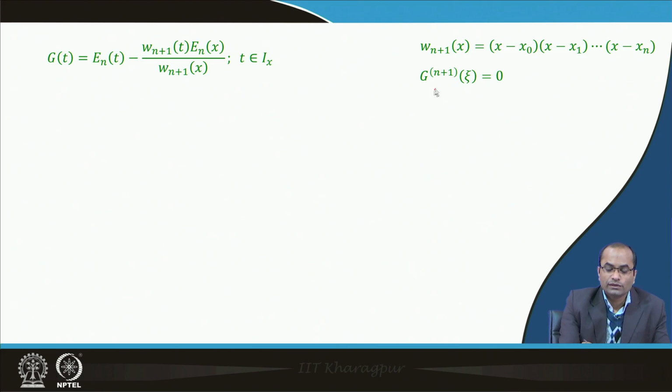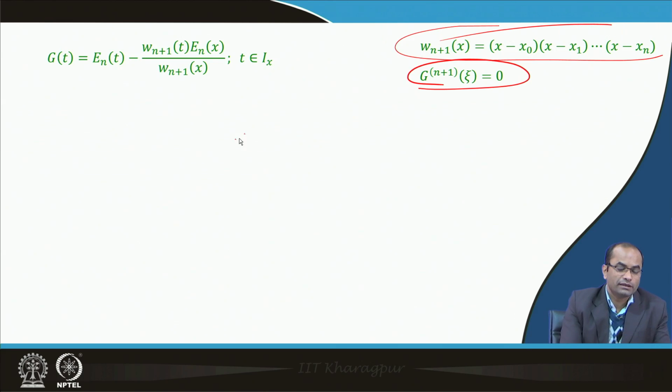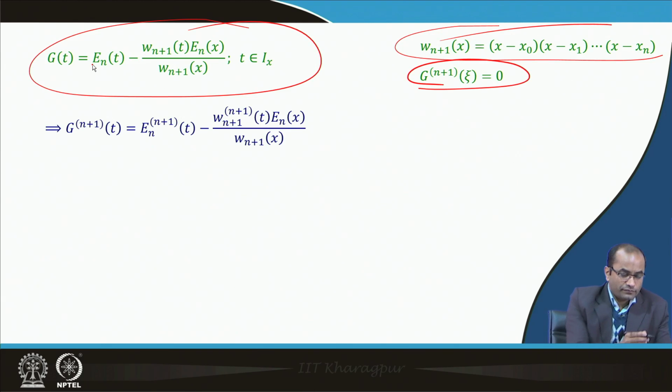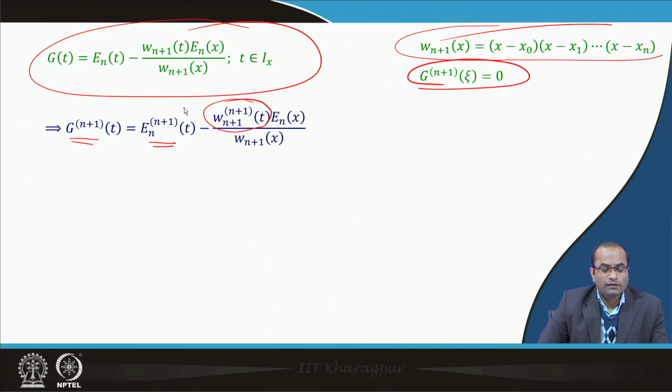So, what do we have? We have g n plus 1 xi equal to 0, w n plus 1 was defined by this product, and we have this function which we have started with. Now, we can talk about the n plus 1th derivative of this, that is E n n plus 1th derivative, and the n plus 1 derivative of this w t; the rest here are just fixed values.